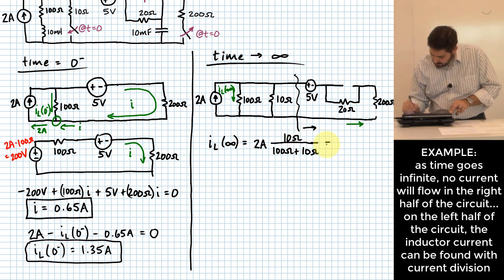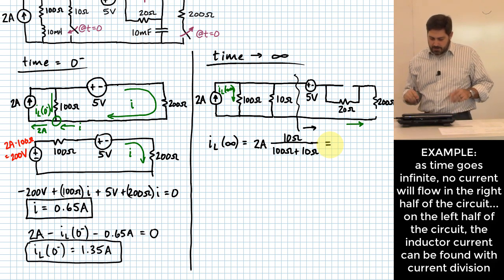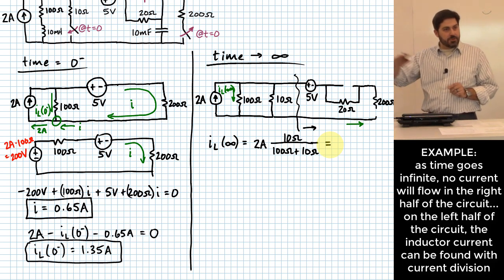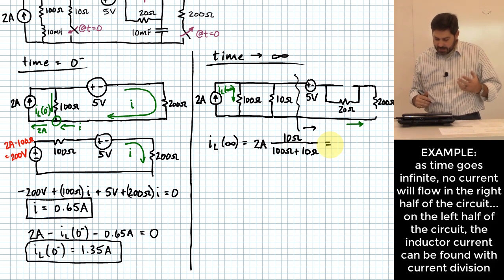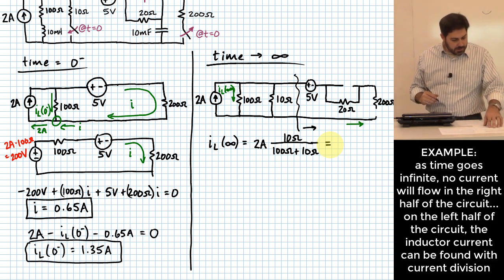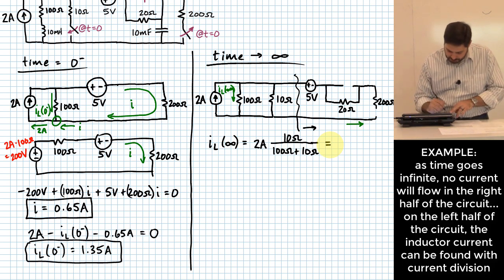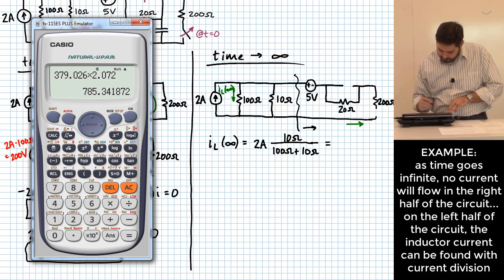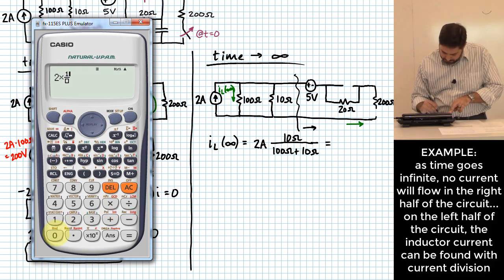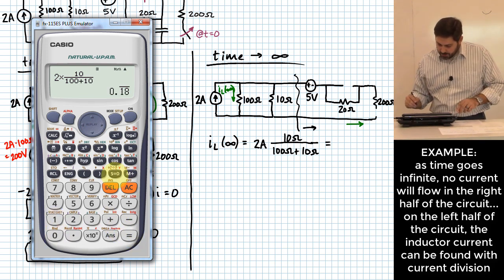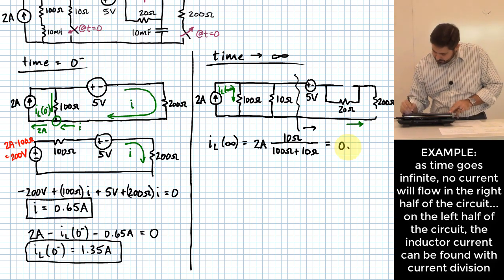Okay, so what we came up with there is the current that you are going to have in the inductor if you let the circuit stay undisturbed for an infinite amount of time. You will eventually end up at how much current in that inductor? I'm just going to punch it in real quick. We've got 2 times 10 over 100 plus 10, which is 0.1818 repeating.